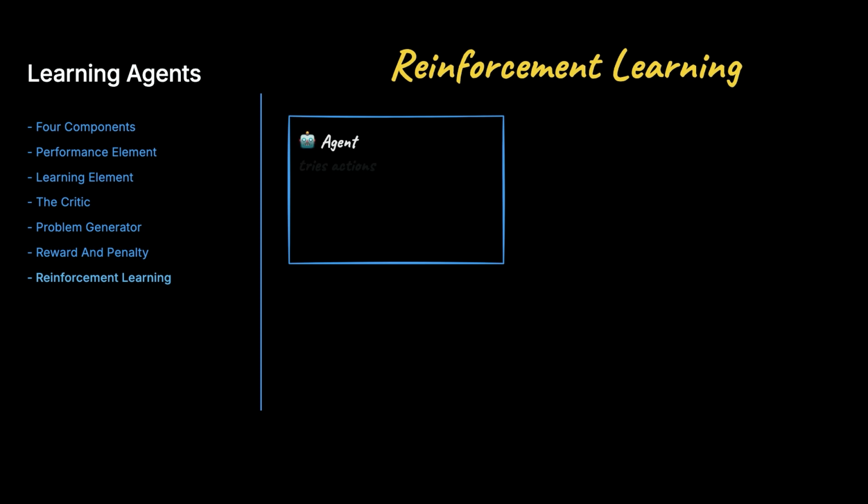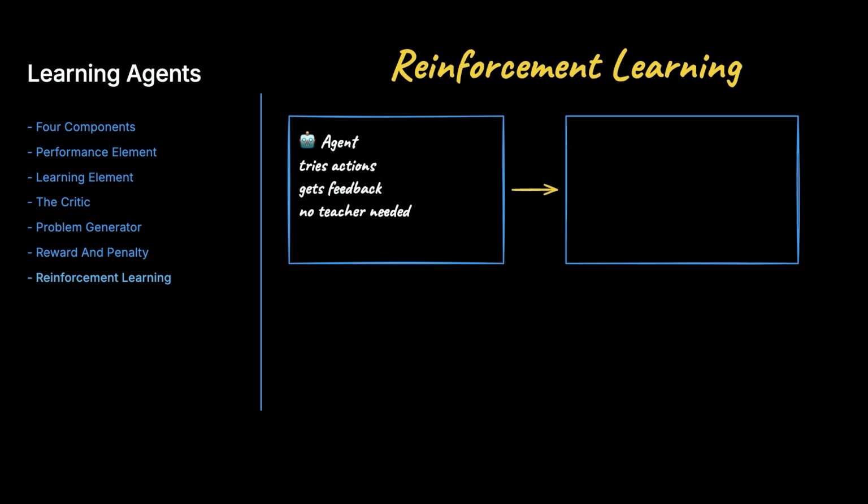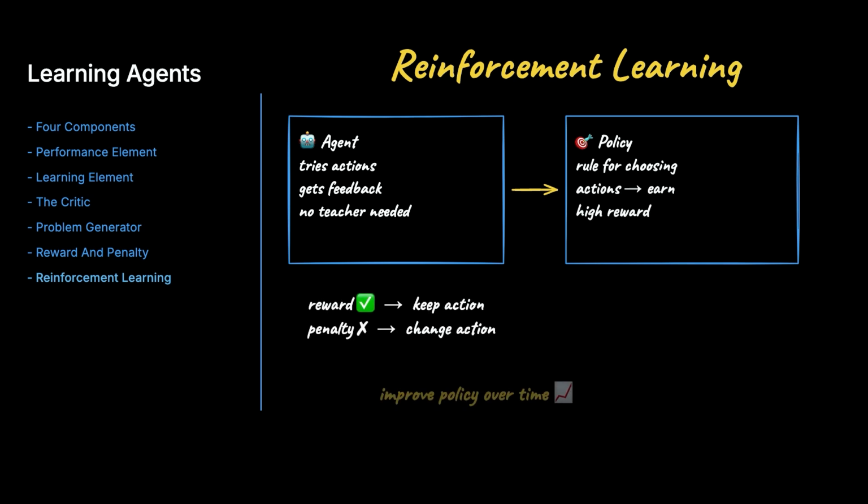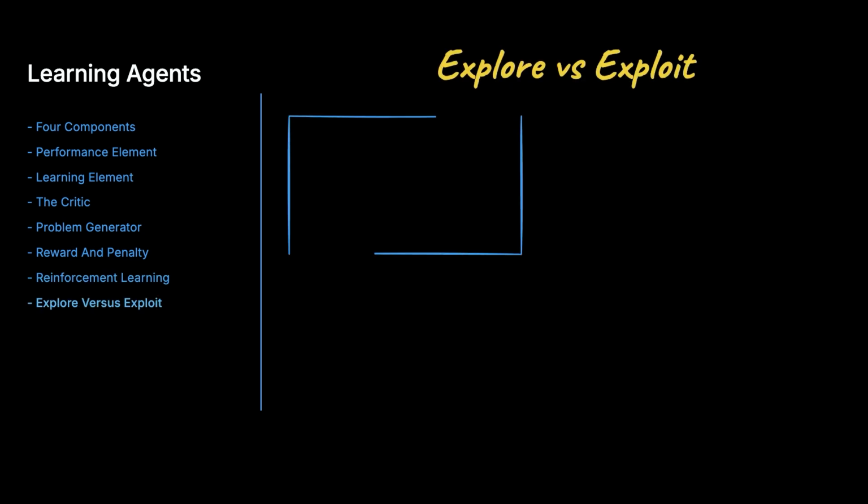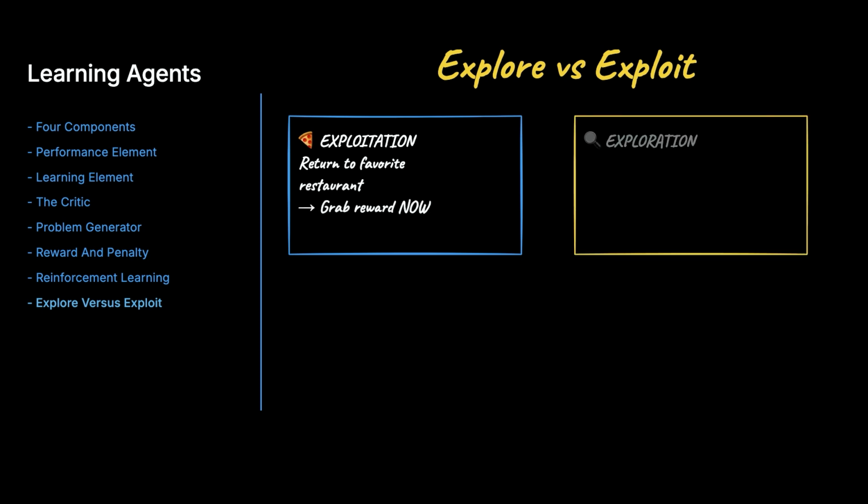This reward and penalty framing connects to reinforcement learning, a branch of machine learning, where an agent learns purely by trying actions and collecting feedback, with no teacher giving the correct answer. The rule it learns for choosing actions is called a policy, and the aim is to improve that policy until it earns high reward. Learning agents face a famous tension, the exploration versus exploitation trade-off.